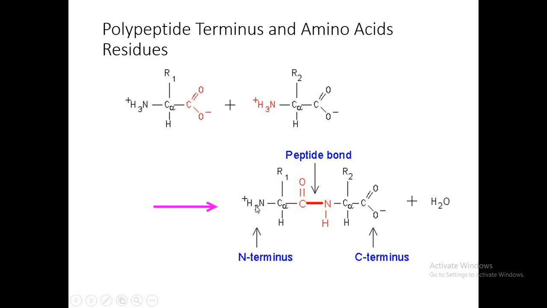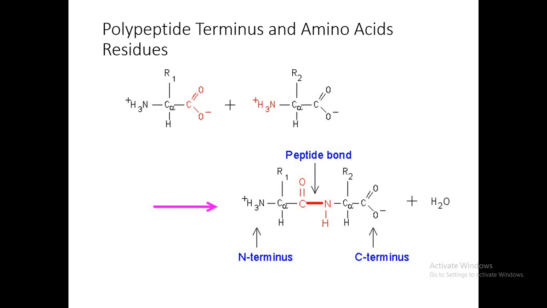So the side of the polypeptide chain that has a free amino group at the end is called the N terminus, and the side that has a free carboxylic group at the end is called the C terminus. These N terminus and C terminus are very important because they are important for the biological activity of proteins, and we will discuss these termini in our further lectures.